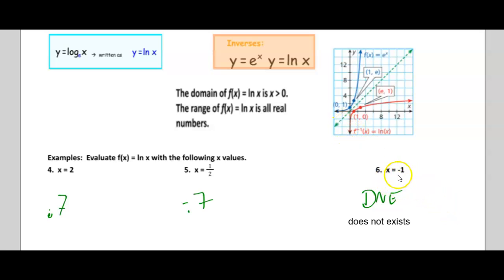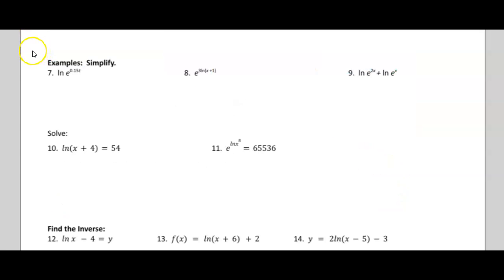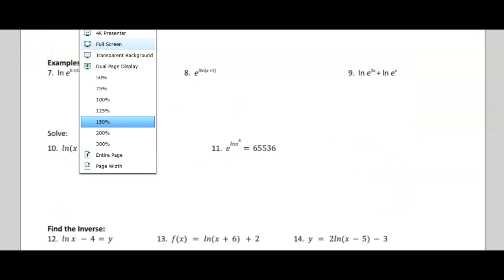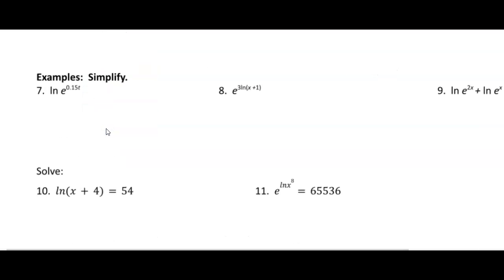So anytime you have a negative value or any value less than 0 for the natural log, you can assume it doesn't exist, because it doesn't. To introduce this property here, it's kind of like we did yesterday.